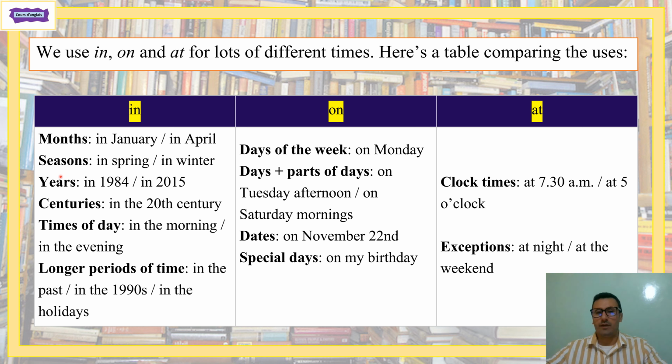In seasons, for example, in spring, in winter. In years, for example, in 1984, in 2015. Centuries, for example, in the 20th century. Times of day, for example, in the morning, in the evening. Longer periods of time, for example, in the past, in the 1990s, in the holidays.